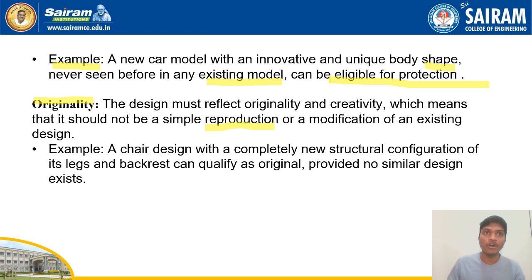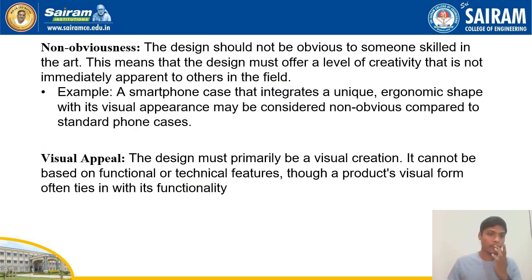It should be unique. It should not be a reproduction or a modification of an existing design. For example, a chair design with completely new structural configuration of its legs and backrest can qualify as original. If a chair which we designed has a completely different structural configuration and a completely different backrest, it can qualify as original. It should have no similarity to an existing design.